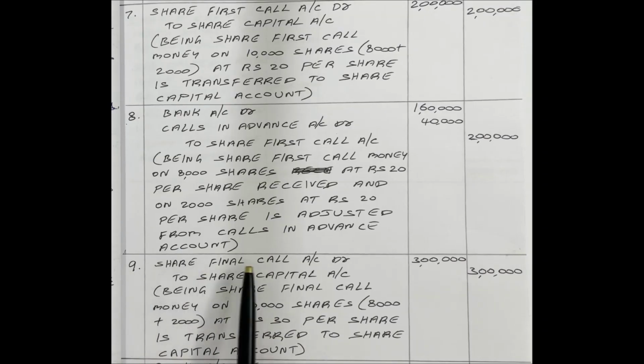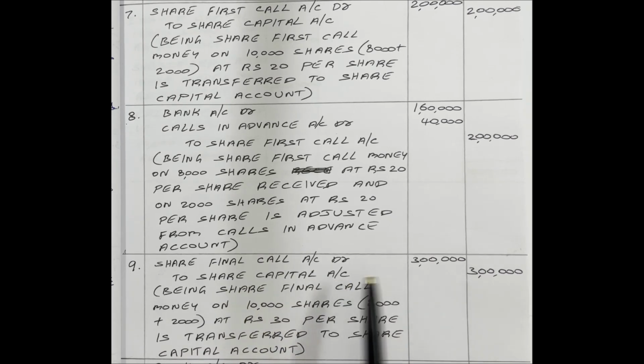Ninth entry: share final call account debtor to share capital account. Narration: on 10,000 shares at the rate of 30 rupees each, 3 lakh rupees should come towards the final call. That amount we are transferring into share capital. Mention that in the narration. Being share final call money on 10,000 shares at 30 rupees per share is transferred to share capital account.